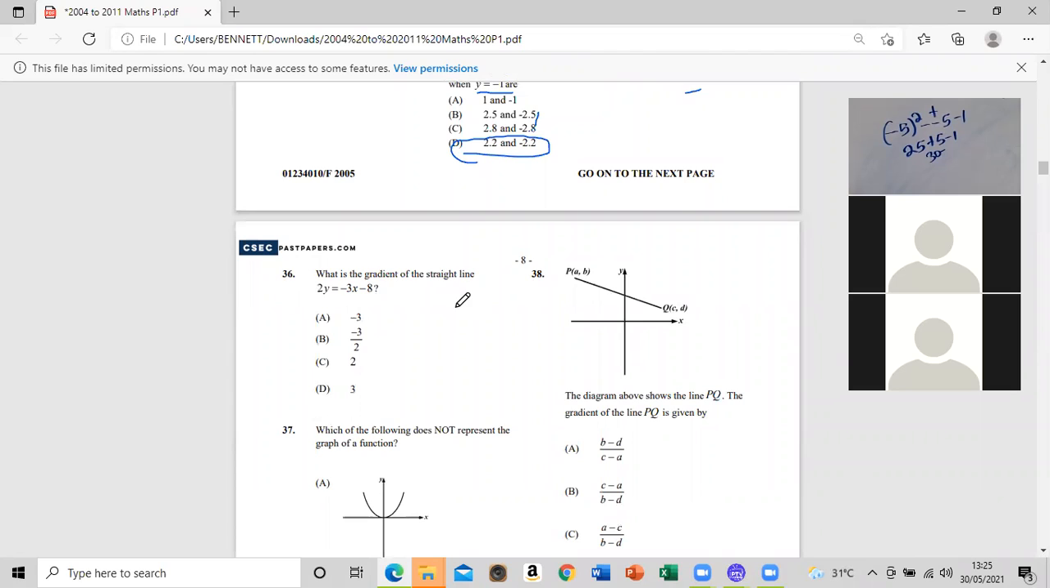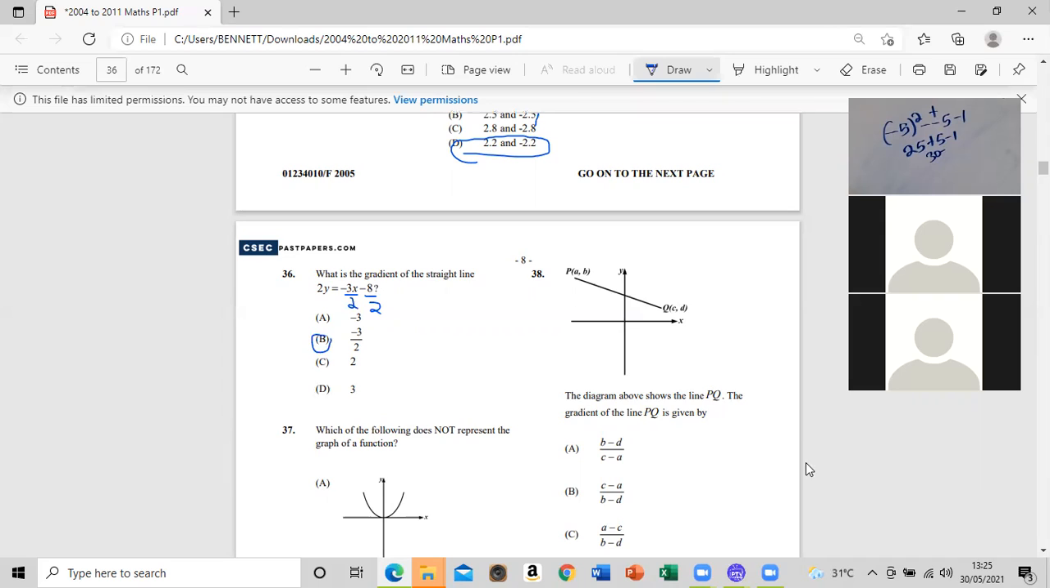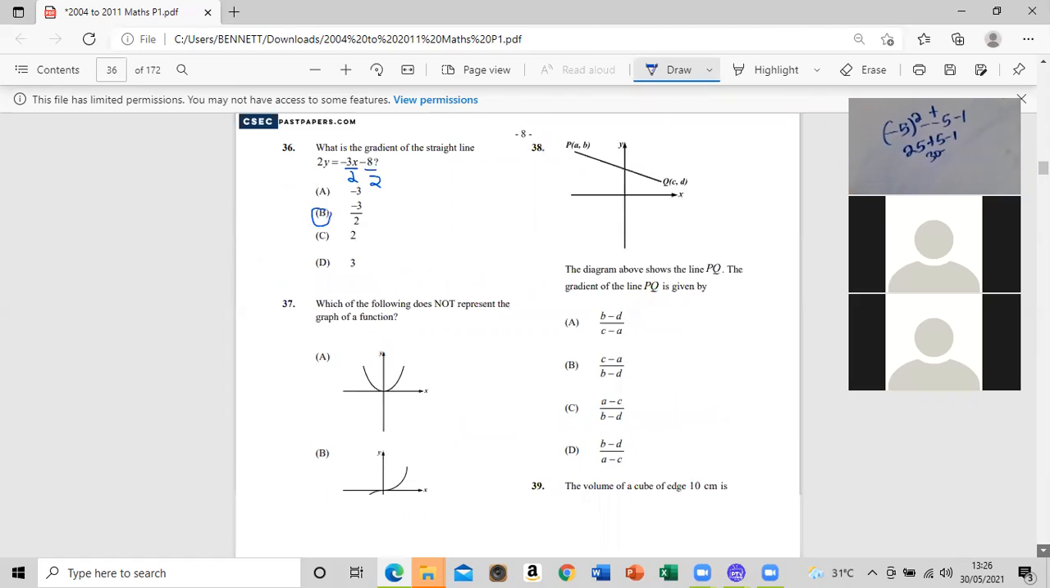What is the gradient of the line y equal -3x minus 8? I did this on my channel. It's the exact question. What's the gradient? B. Thank you. B. How do we divide by 2? Because it must be in the form y equal mx plus c. So it's -3/2. See guys, when I watch my channel, there's a lot of stuff that I do on it that can help.